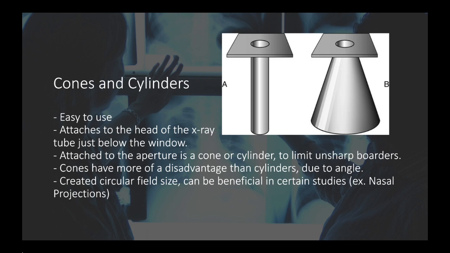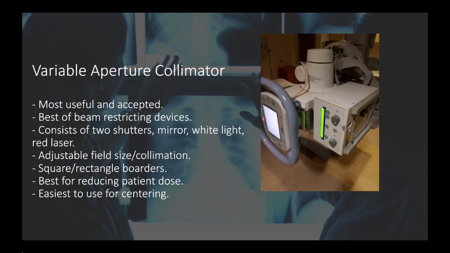Cones and cylinders are designed to create a circular field size, which can increase image quality in certain studies. An aperture collimator is considered to be the most useful, accepted, and the best of beam restricting devices in X-ray imaging. Collimators consist of two shutters that can be adjusted to create variable field sizes, producing adequately collimated images with square or rectangle borders.